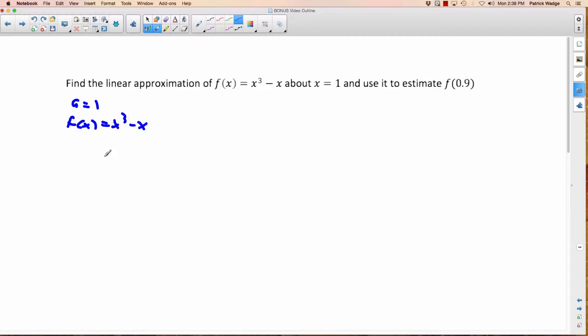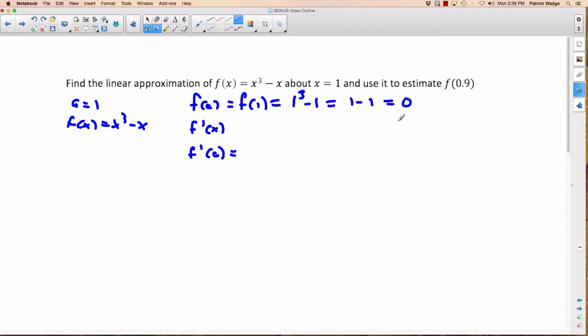And what we need to know is what f of a is, and f prime of x, we need to get the derivative, and once we've got the derivative, we've got to find f prime of a. Basically, these are the two big ones you need right there, f of a and f prime of a. So f of a, well, that's no problem. We already said a is 1, so this just means we need f of 1. We're plugging 1 into this function, so that would be 1 cubed minus 1, that's 1 minus 1, which is 0.